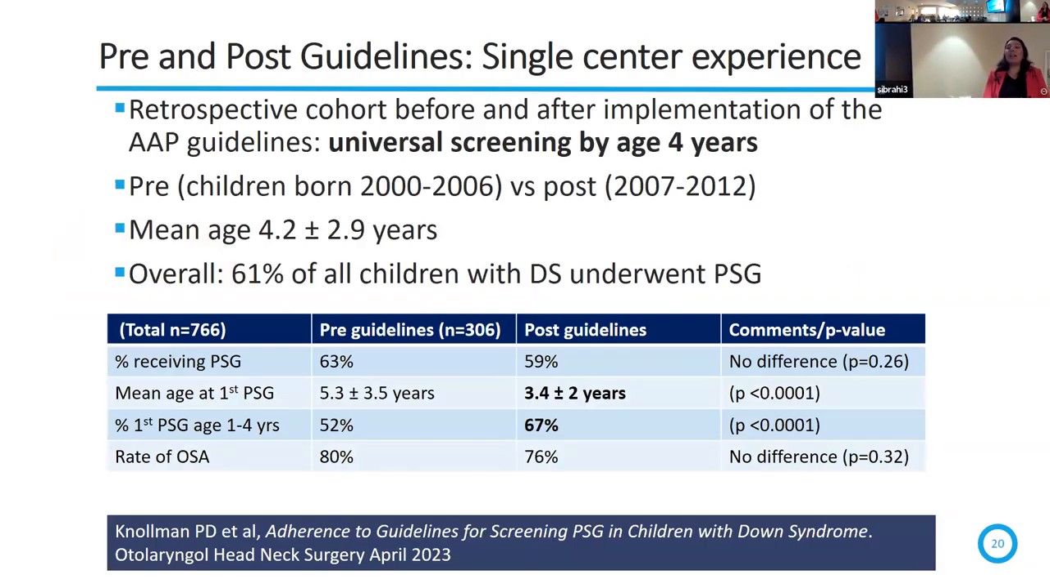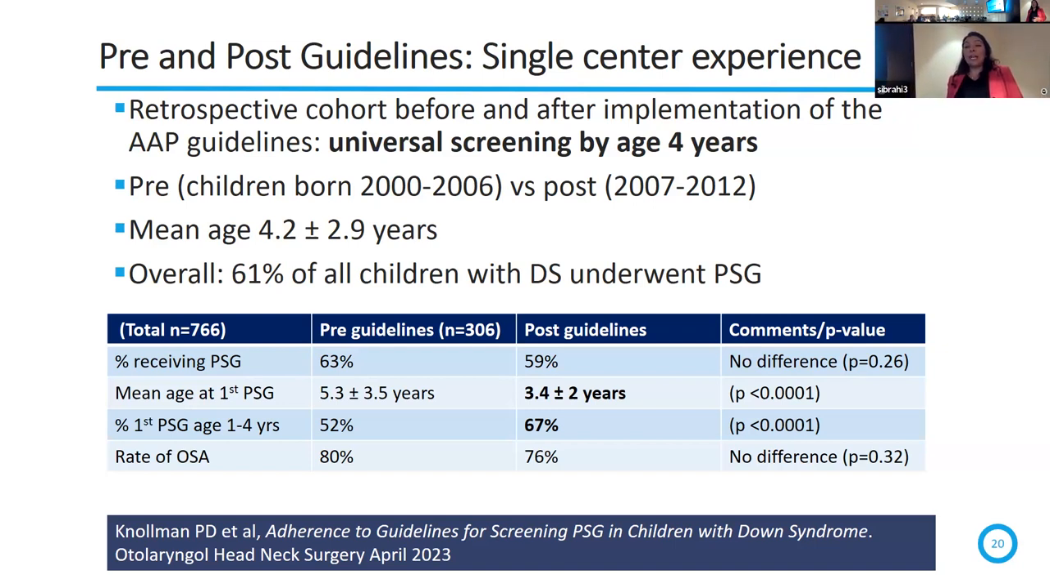So, pre and post guidelines in a retrospective cohort, looking at before and after the guidelines. And by the way, the guidelines actually came in 2011, which was the newer one, and then it was reiterated after the ones that I showed you, right? So it's been around for a long time, but before that, how are we doing? We weren't doing that badly.